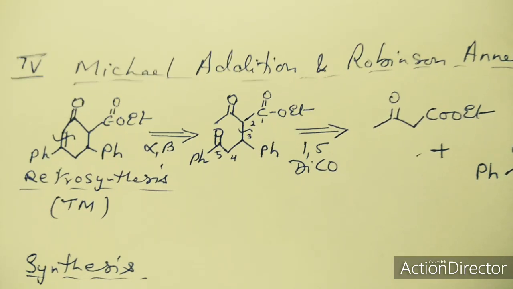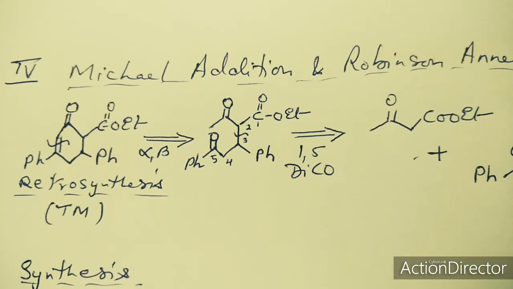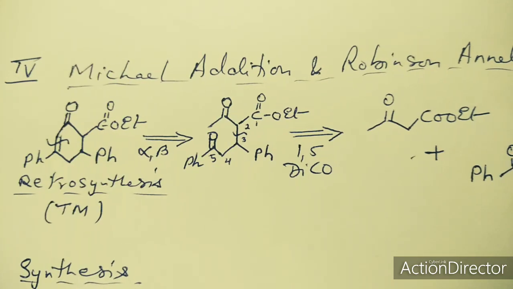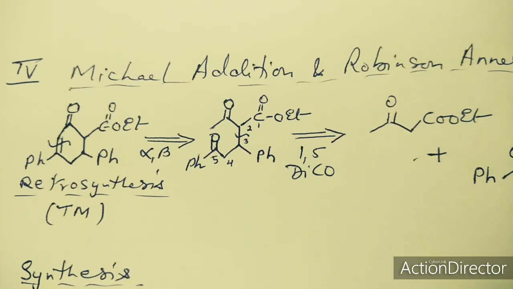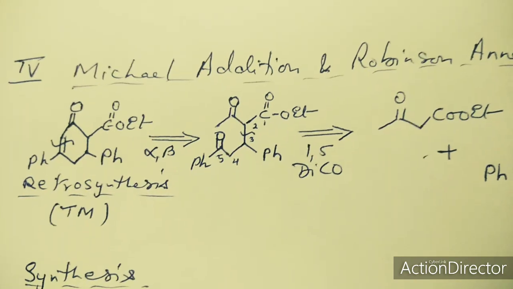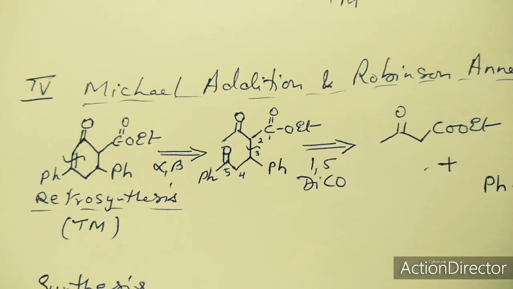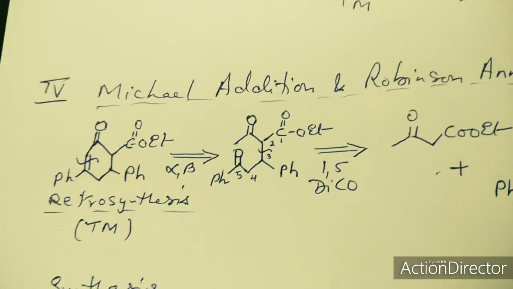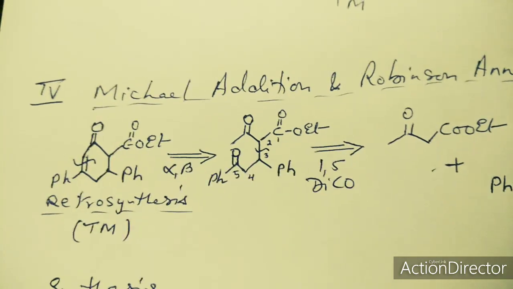Two carbonyl groups which were placed at the 1 and 5th positions respectively. If the first carbonyl was named as carbon number 1, then the other carbonyl was carbon number 5. So together with this, we did Michael addition and Robinson annulation.